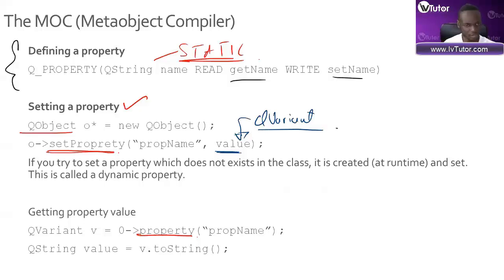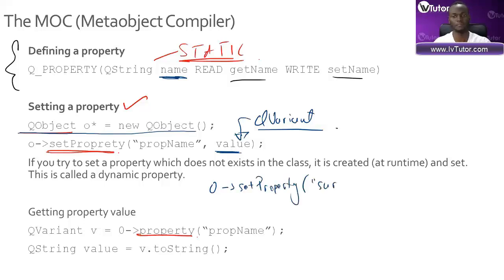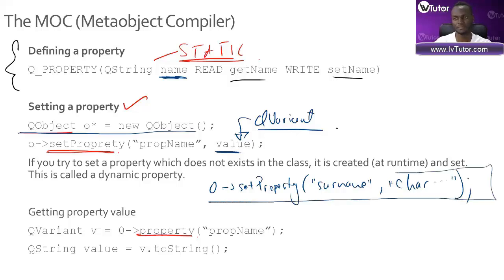Now, the next question is, what if we define a property called name in our class, and then we make an instance of our class, then we do something like O.set property, and we go surname. Then we put some surname here, right? How does this line behave? What's going to happen? Because this property does not exist in our class.